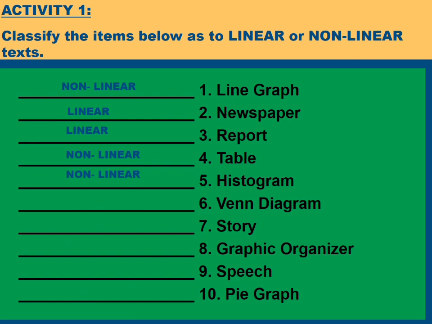Number 6, Venn diagram is non-linear also. How about number 7? Story. It is linear. Next, number 8, graphic organizer. It is non-linear. And number 9, speech is linear. How about number 10? Pie graph is non-linear. Very good! You got all the correct answers.